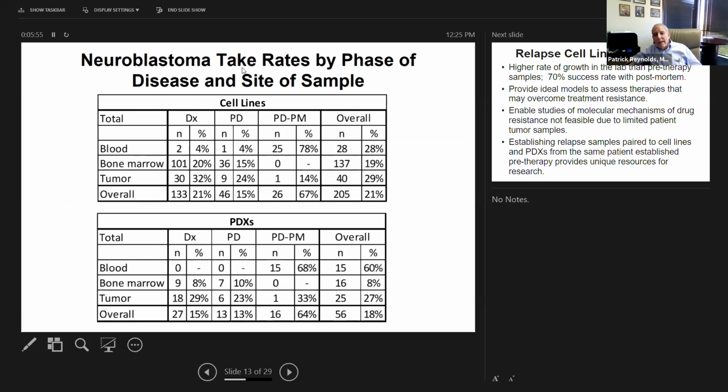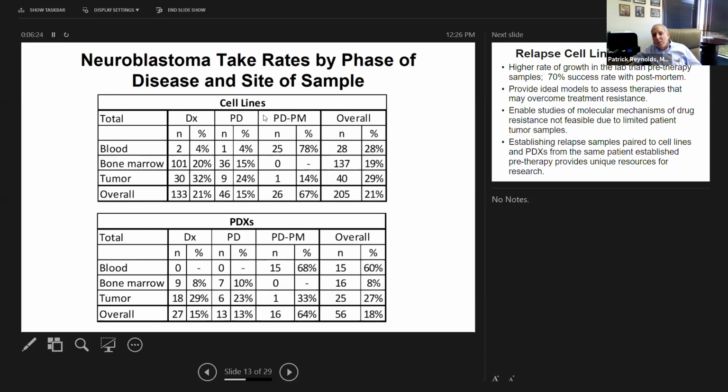Now, let's look at another impact on the ability to grow these things in culture. Again, this is neuroblastoma data, where we have the largest amount of data, looking at the phase of disease and the site of the sample. First, in cell lines. We get some bloods, and there are a lot of metastatic patient tumors in blood at diagnosis of neuroblastoma, so it's not surprising we can grow some of these.